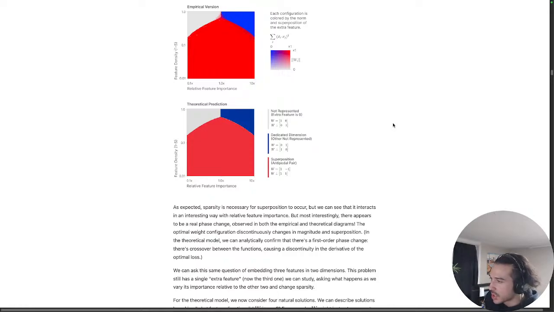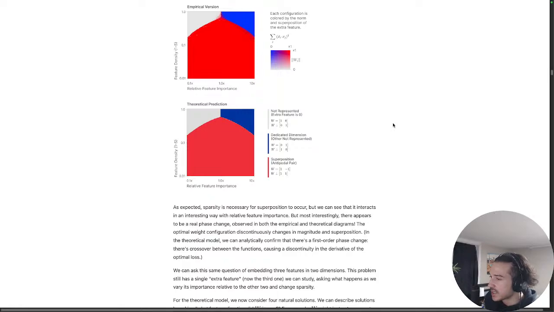Dedicated dimension, other not represented. So W equals [0, 1], W transpose is [1, 0]. And superposition, antipodal pair: W equals [1, -1], W transpose [1, 1].